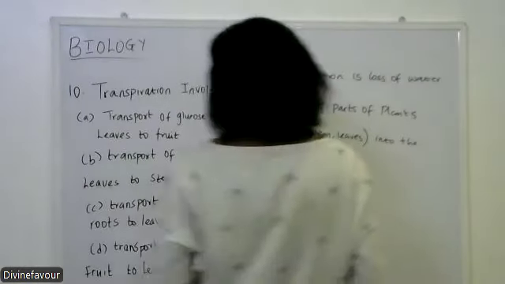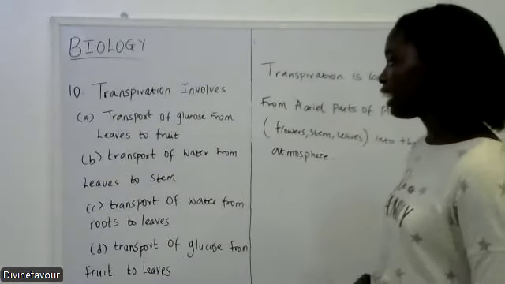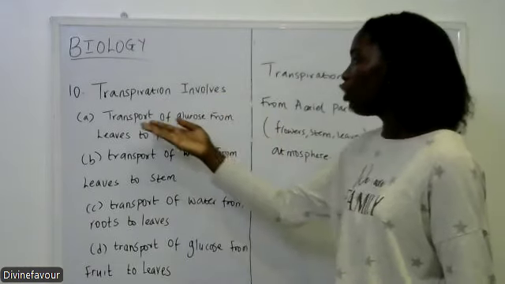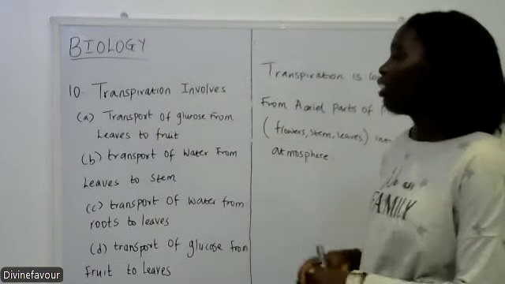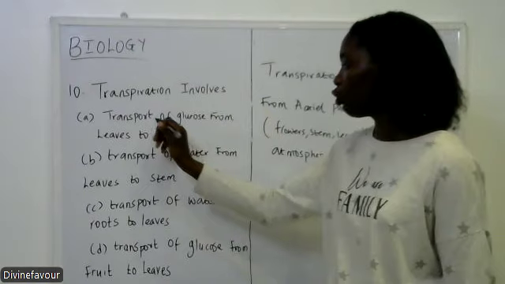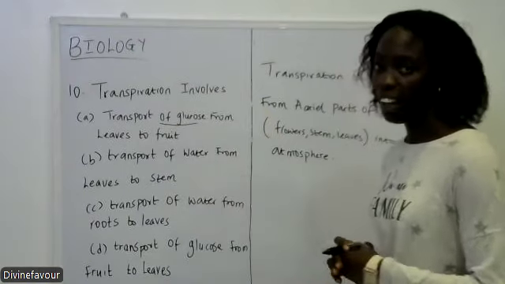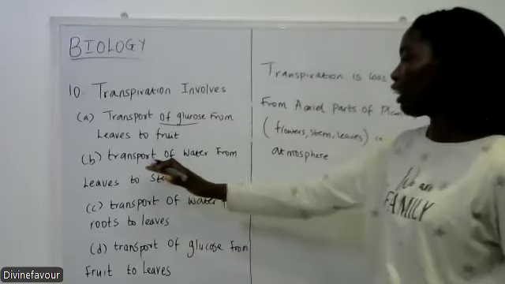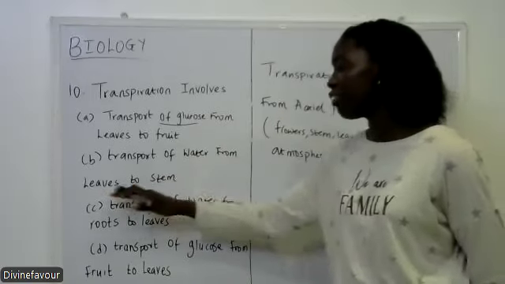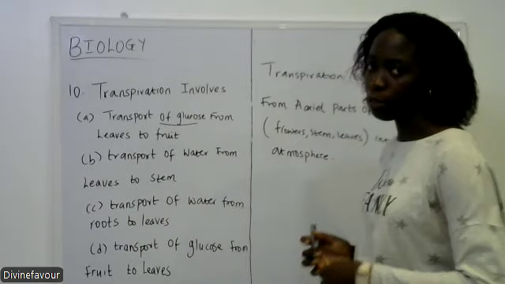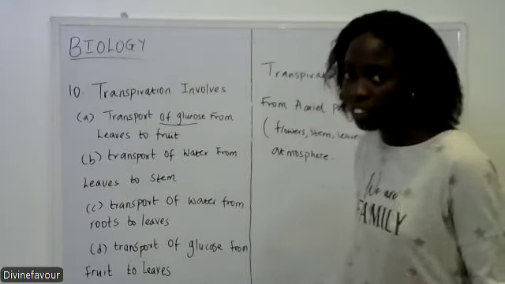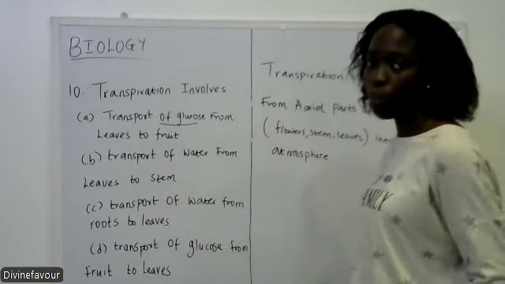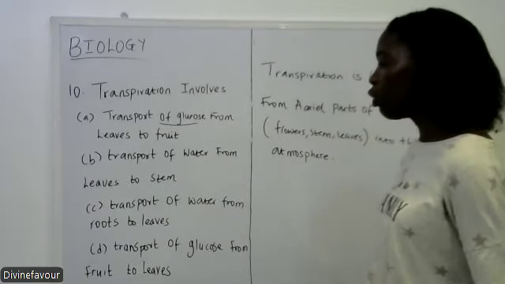So if we go back to the question, they say transpiration involves transport of glucose. Before you even finish reading the question, you already know that this is wrong, right? Because transpiration has nothing to do with glucose. Transport of water from leaves to stem. That is also not correct because transpiration occurs from the ground up. It's coming directly from the roots.